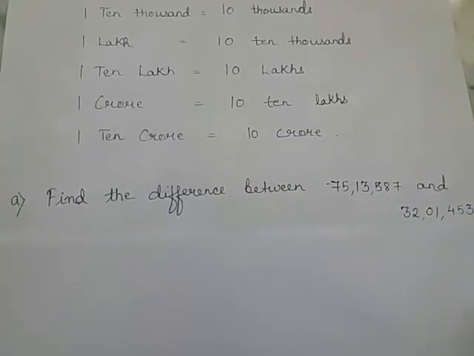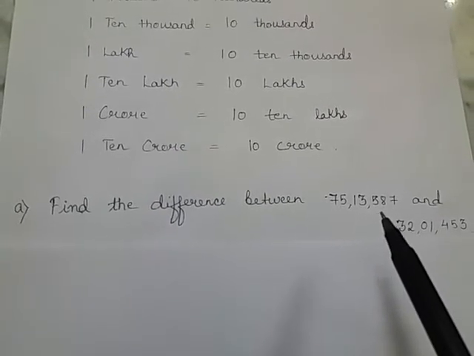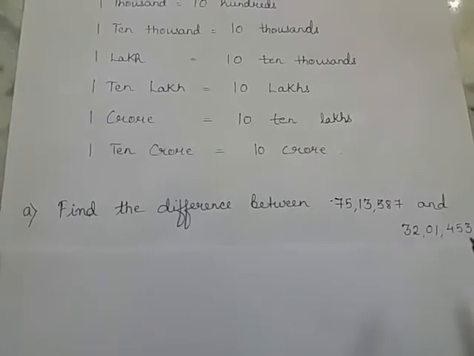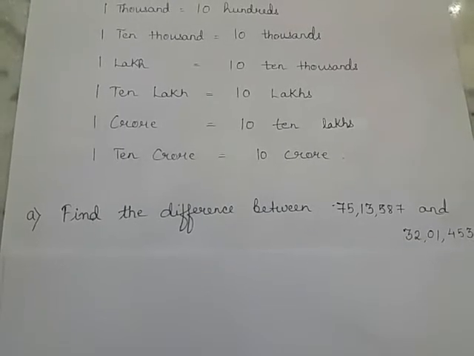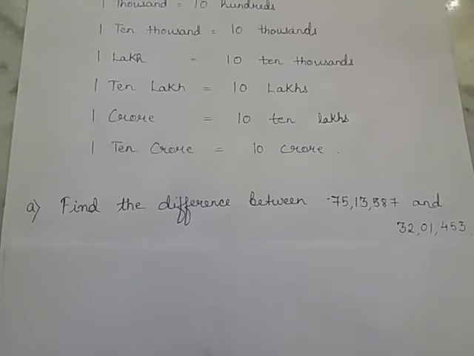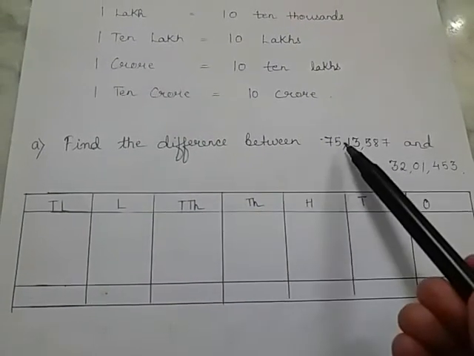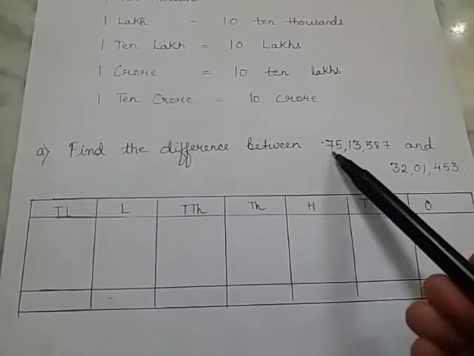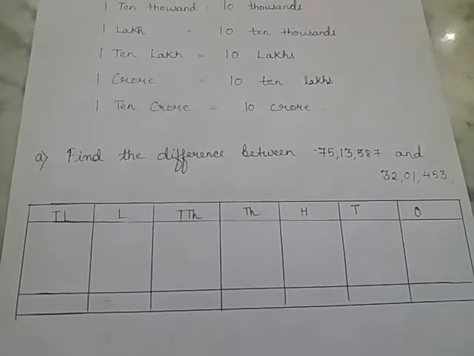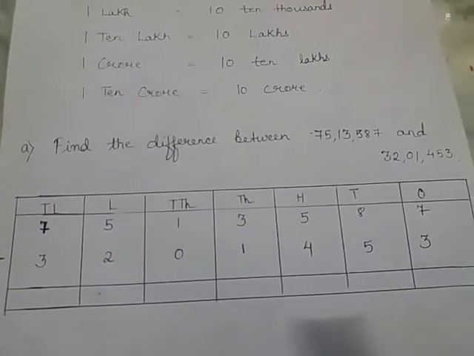So the first question that we are going to solve is find the difference between 75 lakh 13,587 and 32 lakh 1,453. At first we will be drawing a place value chart where we will put these values and then we will start our subtraction. Here is our place value chart. Now one by one I will put these values here. First I will put this at first because this is a larger number, and then I will put this and then we will begin.